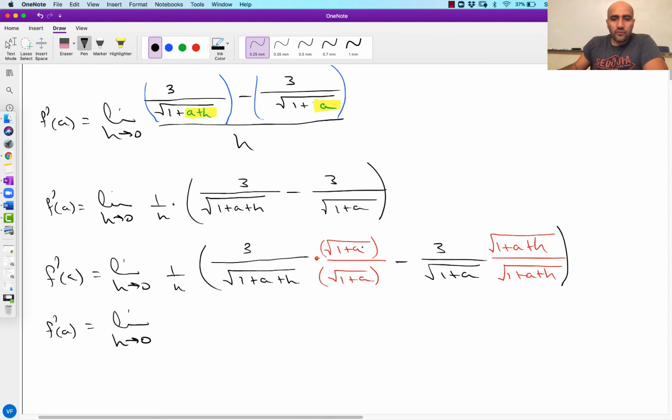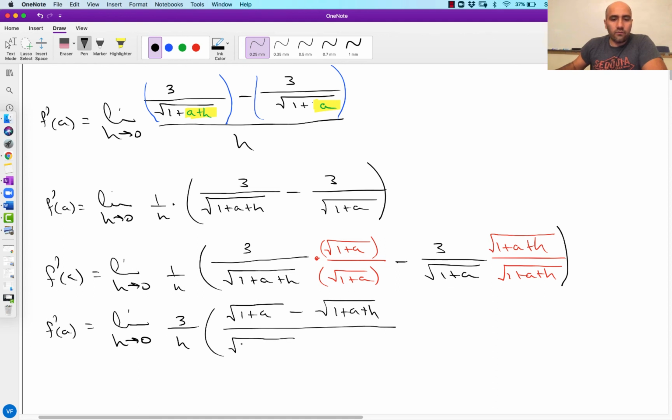Okay, so I'm going to factor out a 3 and rewrite this whole ugly fraction. So I'll end up with 3 divided by h, multiplied by the square root of 1 plus a minus the square root of 1 plus a plus h, all of it over this very ugly denominator, which is going to be the square root of 1 plus a plus h times the square root of 1 plus a.